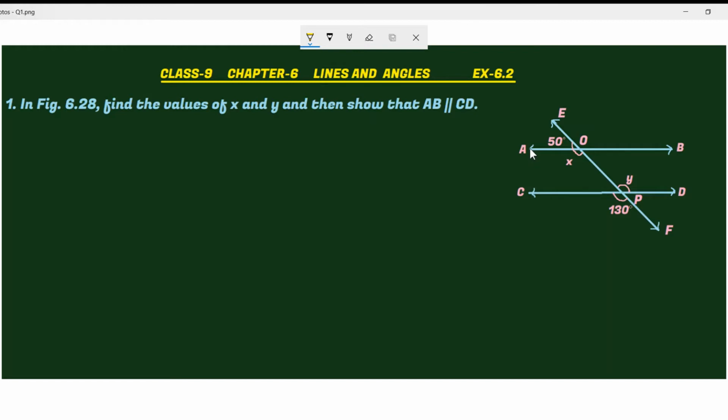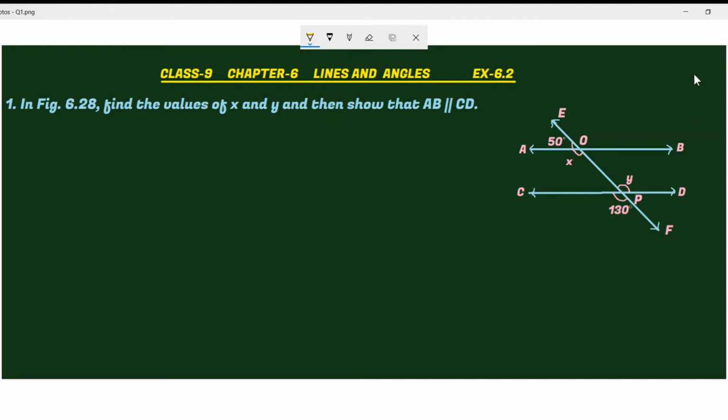They have given two lines AB and CD. This is one more line. They haven't given any name for this line, but I have chosen E and F. This line intersects AB at O and CD at P. We have to find x and y and then prove AB is parallel to CD.